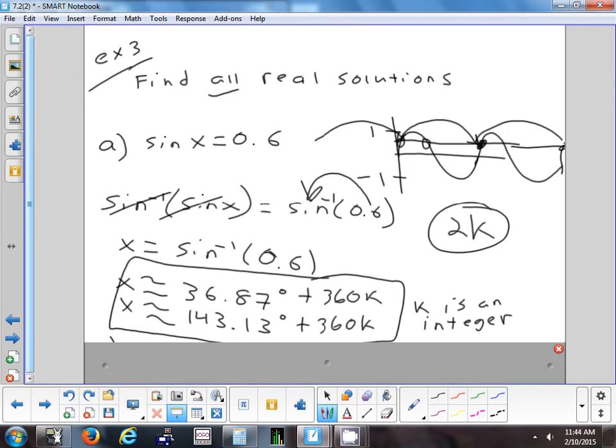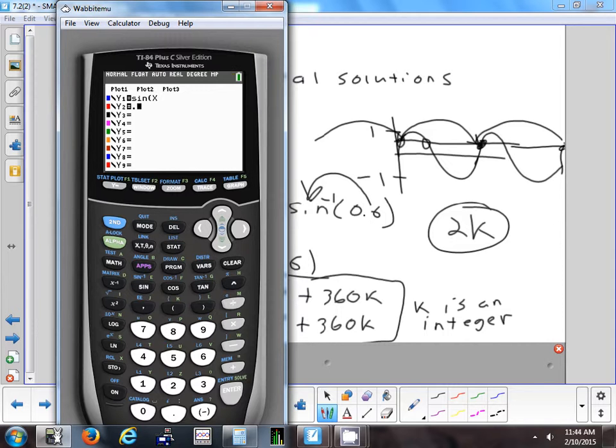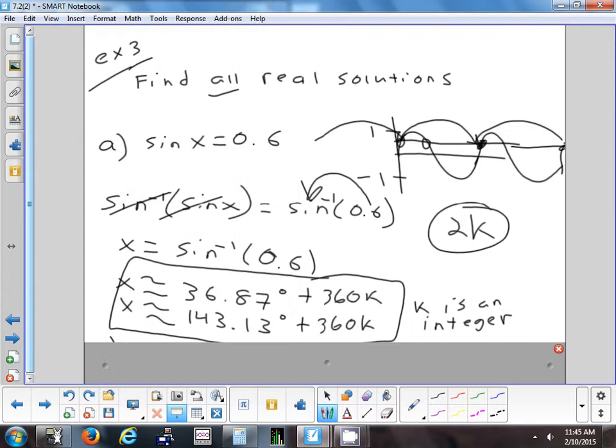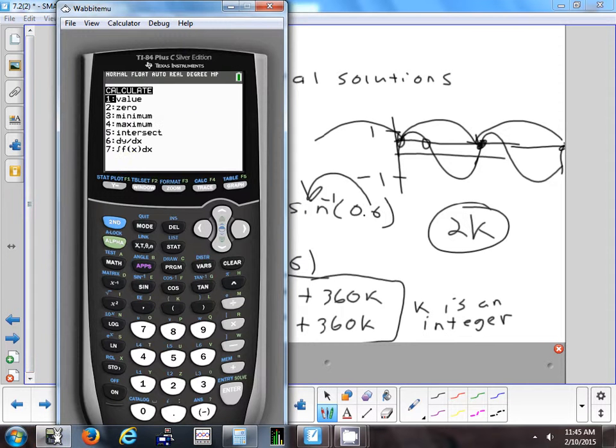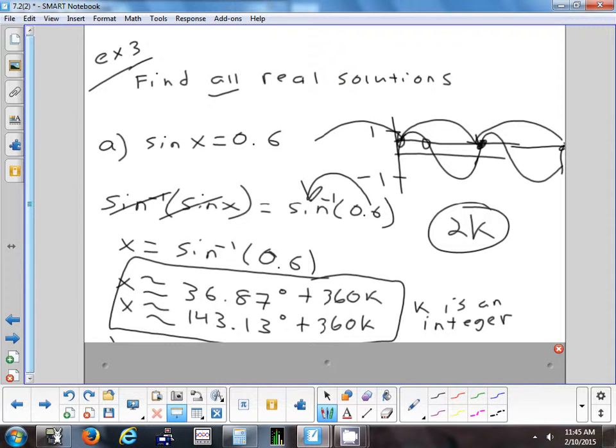All right, so let's graph the original problem and see what we got. Sine of x, 0.6. Now remember, we're just focusing on the first period. Those are the two answers we just found. Second calc. Intersect. Okay, there's one answer, 36.87. Yep. And let's go over and get the second one. 143.14. 0.13. So there's something with the way we rounded, but that's okay. Okay, any question on that?